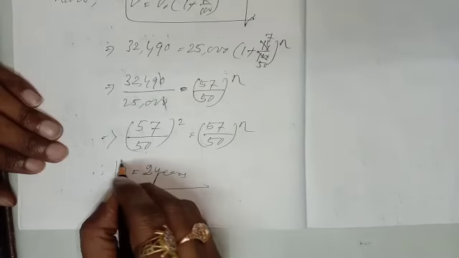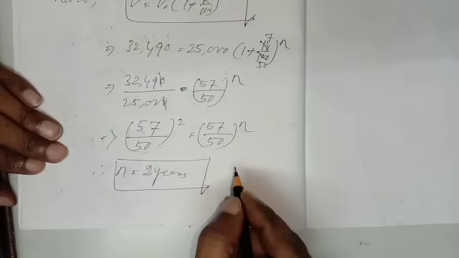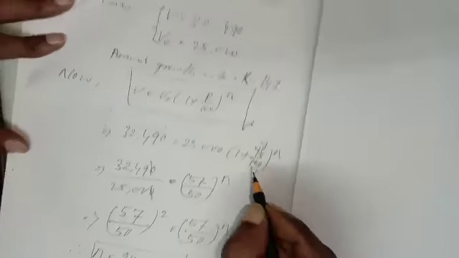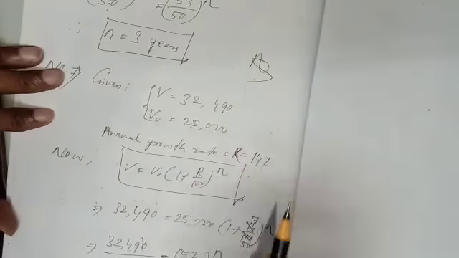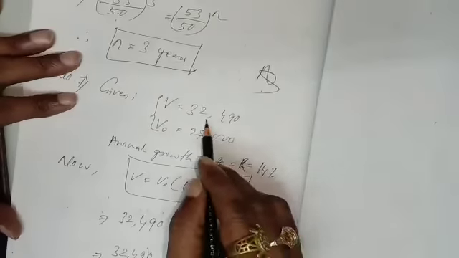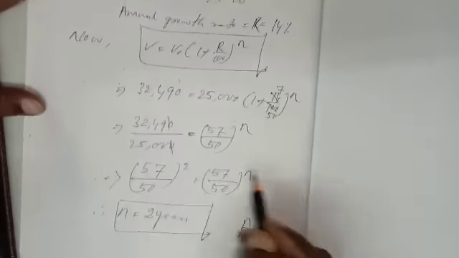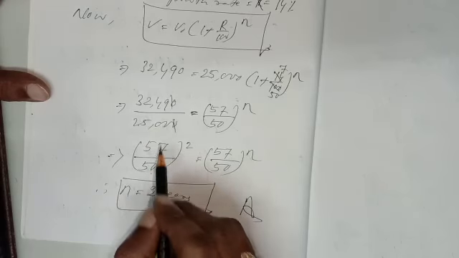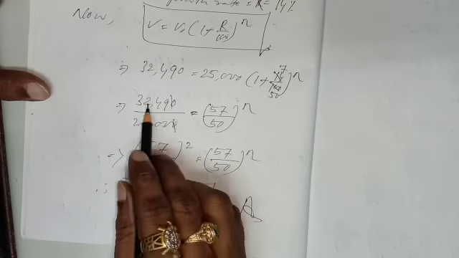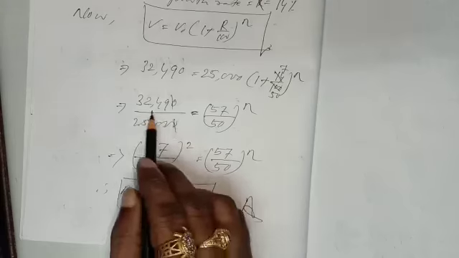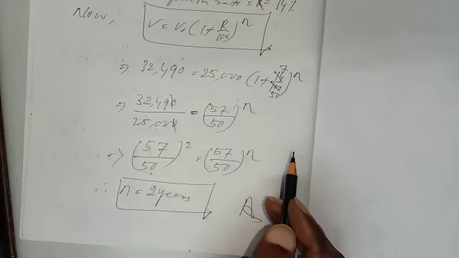Means after 2 years, the final value will be 32,490 and the initial value was 25,000. After 2 years, the value will be 32,490. This is the technique you have to apply here. You have to see 2500 means 50 whole square. Automatically this will be 57 whole square. If you multiply 57 two times, the answer will be 3249. Okay, up to 7 today I completed.